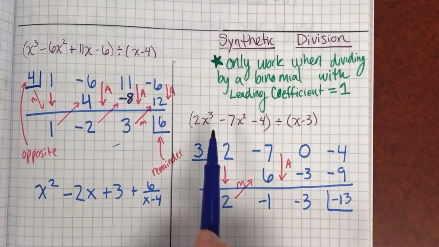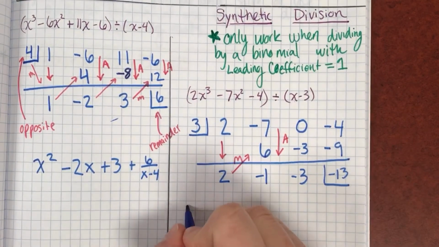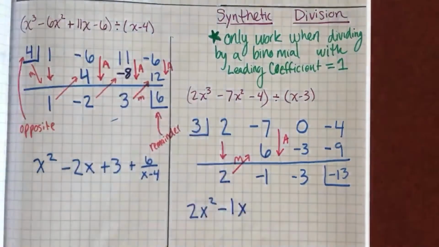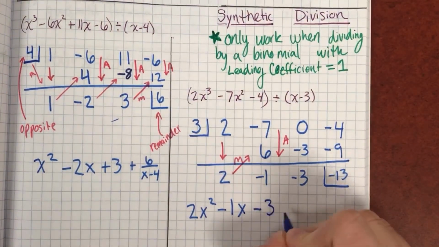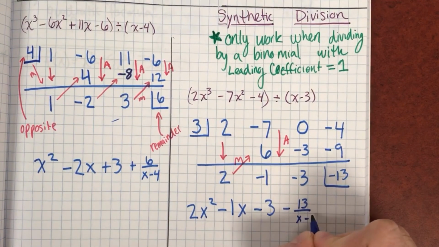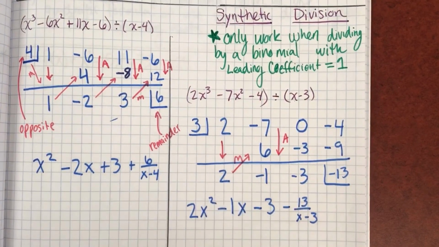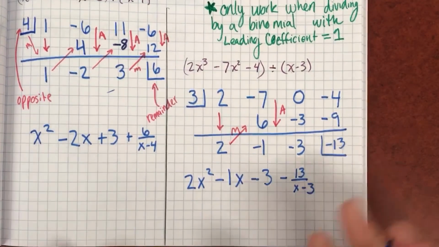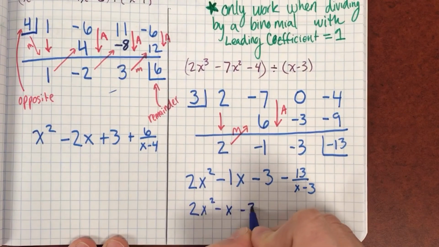So my highest exponent here is a 3, so my highest exponent in my answer will be a 2. So I've got 2x squared minus 1x minus 3 minus 13 over x minus 3. Now we don't have to put that negative 1x, but I just wanted to show how this translates. So in the most simplified form, this is how we would write our answer.